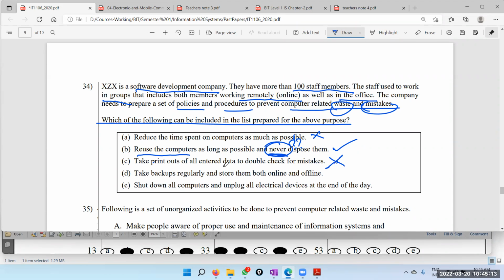So let's not take backups regularly and store them both online and offline. Yes. Shut down all the computers and unplug all the electrical devices at the end of the day. That is an old idea. Smartphones are designed to work 24 hours, 365 days. Anyway, many of you get this in your syllabus. So I will go for B, D and E.